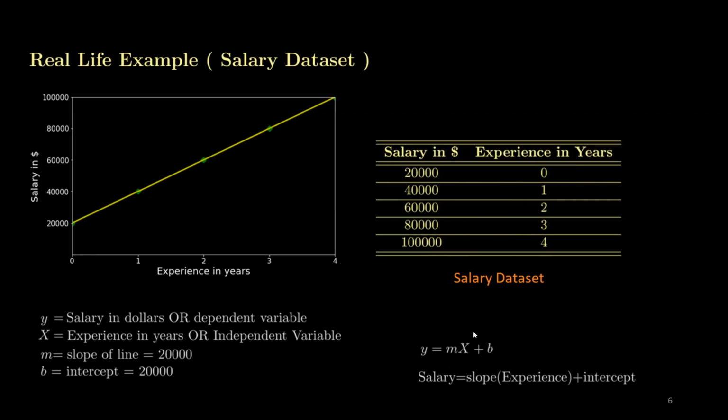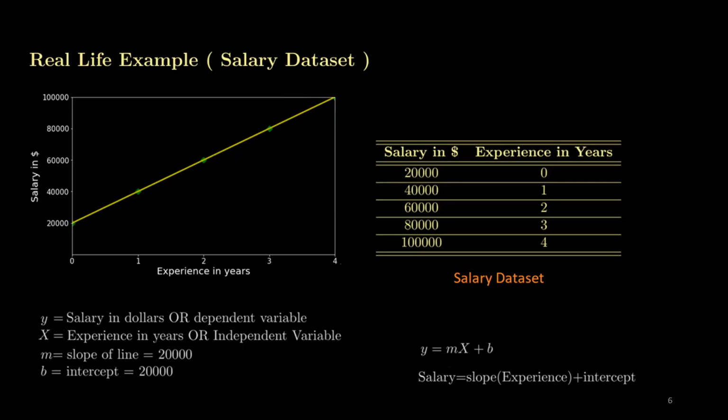Now I want to convert this equation of slope-intercept form of a line with respect to this real salary data set. Now y is salary, m is my slope, x is the experience, and b is the intercept. So we have transformed this data set into a new equation with the help of the slope-intercept form of a line.